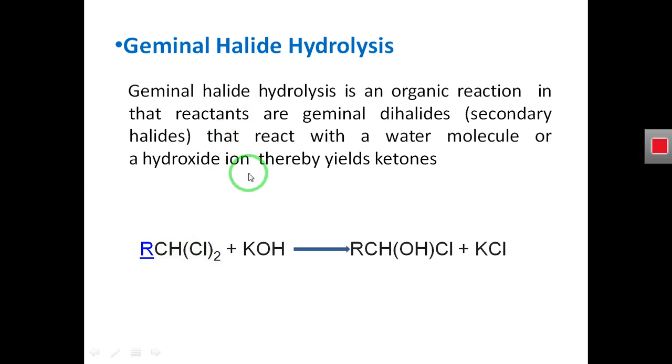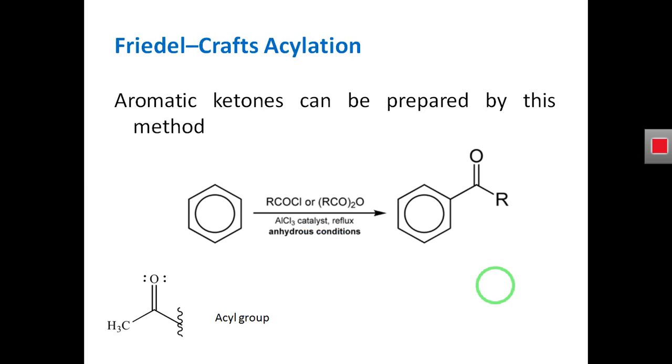So how can we prepare ketone from the geminal halide? When we hydrolyze this geminal halide, or react it with a hydroxide, in this reaction the hydroxide is potassium hydroxide. So when we react this geminal halide with potassium hydroxide, we get ketone. Additionally, potassium chloride is the other product of this reaction.